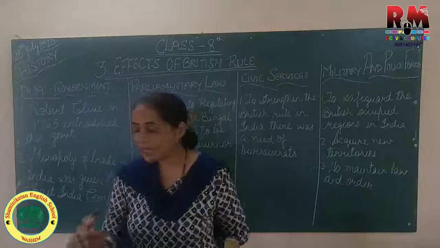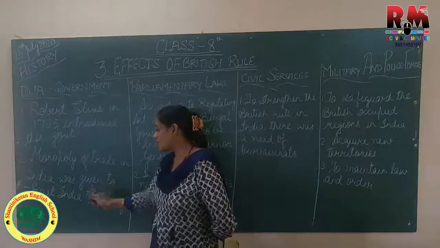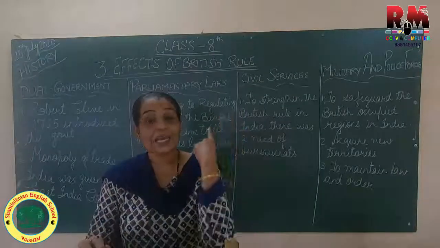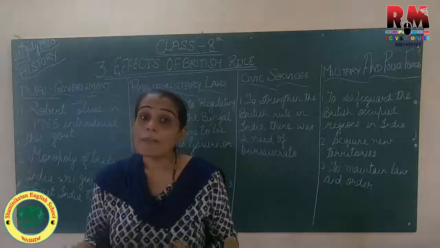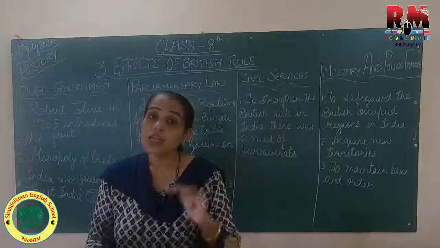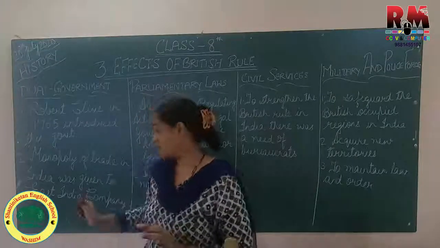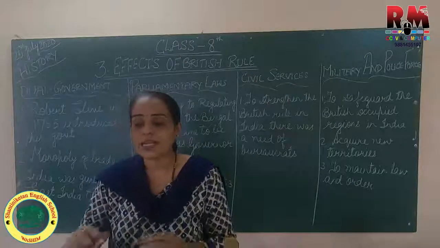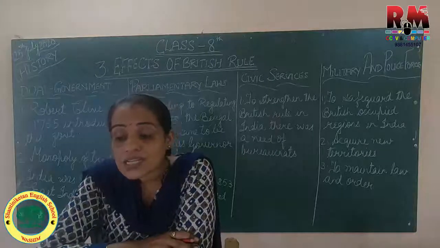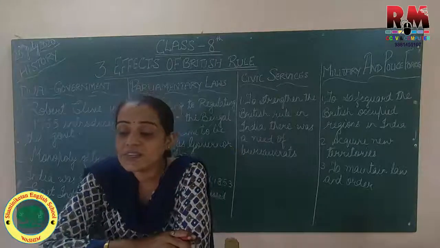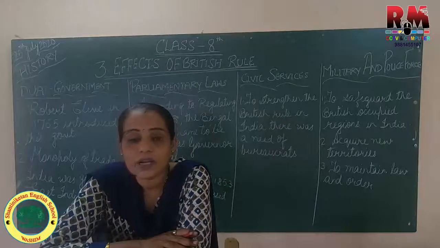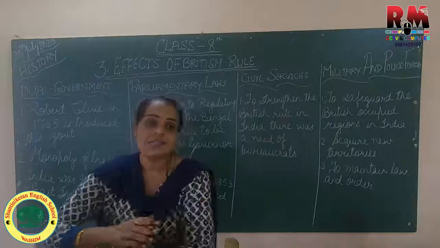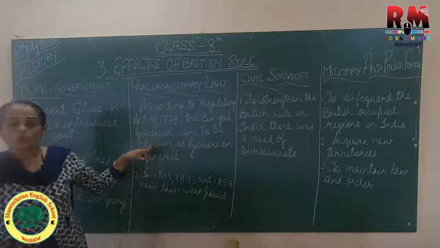The monopoly of trade in India was given to the East India Company. Monopoly means the right of a single one. So who was given the right to trade in that whole region? Only the East India Company. Hence many trading companies in England envied them. The working system of the company in India received criticism in England, and the British Parliament introduced some important laws to keep control over the company, and as a result the parliamentary laws were formed.